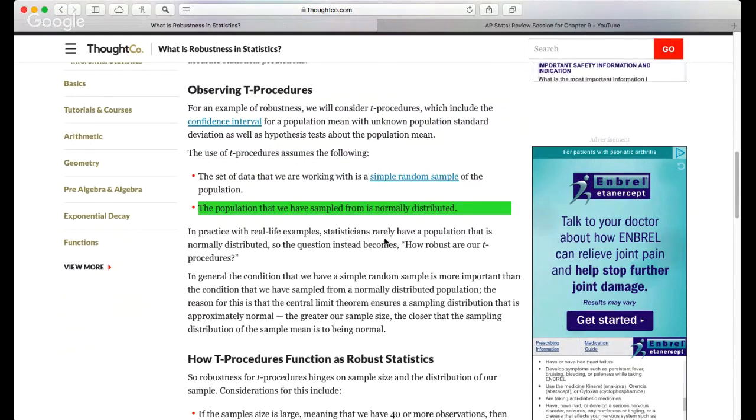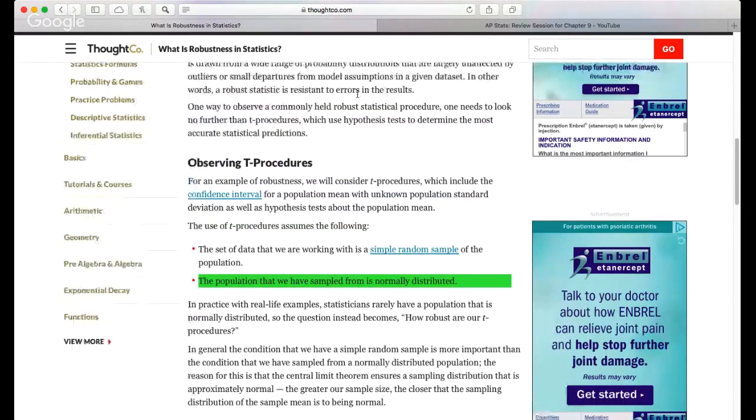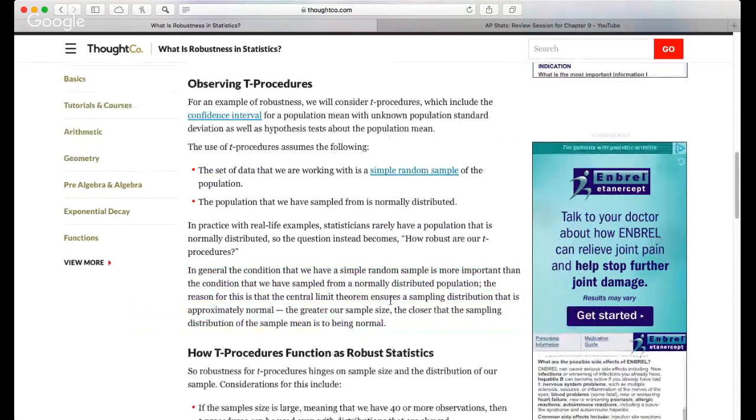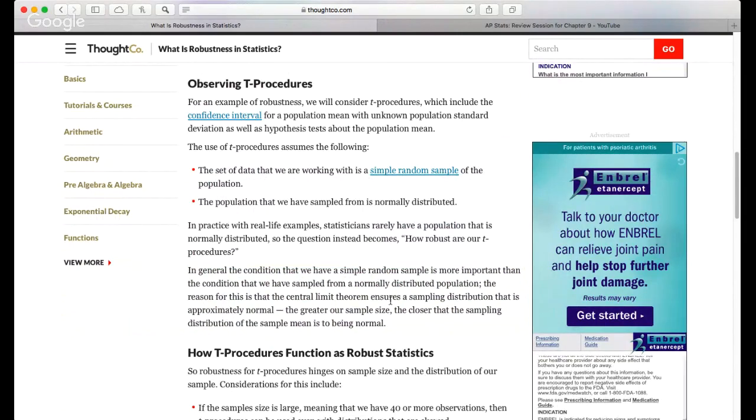So the question is how robust is our t interval? Meaning, is it resistant to errors in the results? The fact is that the condition of having a simple random sample is more important than the population coming from a normal distribution. That is why we go to the second condition, the central limit theorem, where the larger the sample size, the more approximately normal it will be.